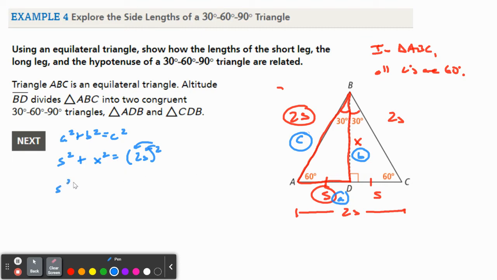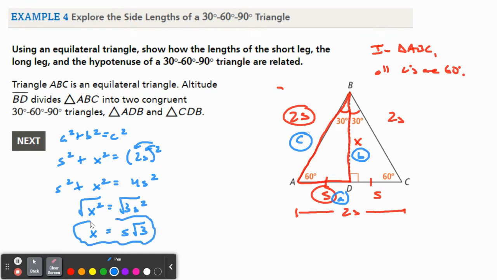So this left side stays the same. So S squared plus X squared equals, but over here, this is going to become 4S squared. We're going to subtract S squared on both sides, so X squared equals 3S squared, and we're going to take the square root. X is by itself. The S comes out because it's being squared, but that 3 stays in. And here's your relationship. There's your third relationship, okay?